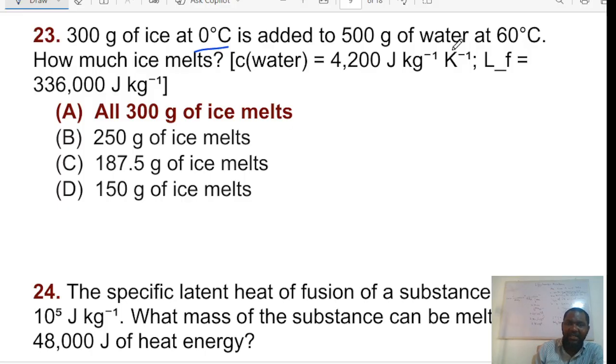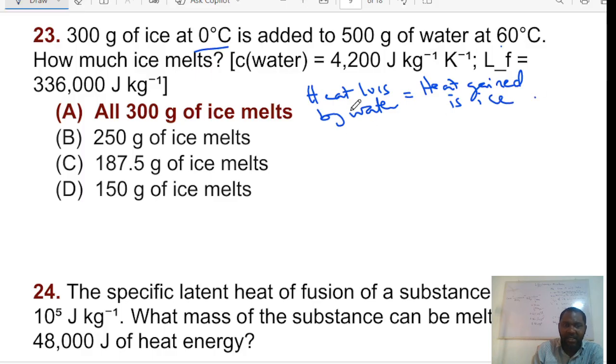So after adding this to this, how much ice melts? In this case, ice is the colder body, so ice gains heat. So I'm going to say heat lost by water, because water is losing heat, from 60 degrees to 0 degrees, is equal to heat gained by ice. Ice is what is gaining heat. Okay, so the heat lost by water is simply mc theta.